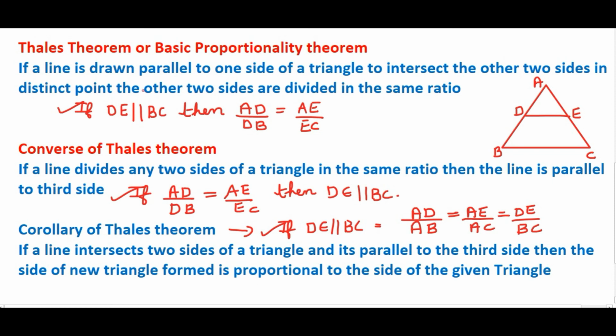It is easy to remember like this: if DE is parallel to BC, then AD divided by DB equal to AE divided by EC. That is Thales' theorem. Converse means if AD divided by DB equal to AE divided by EC, then DE is parallel to BC. And the corollary is, if the line is parallel to a third side, then the sides of the new triangle formed are proportional to the sides of the given triangle.